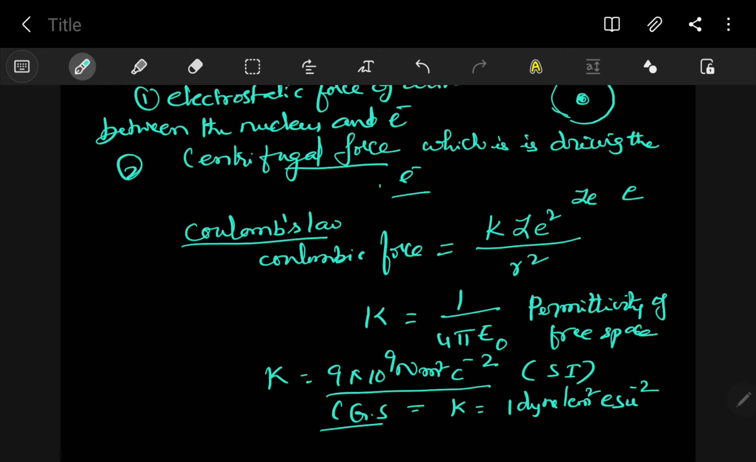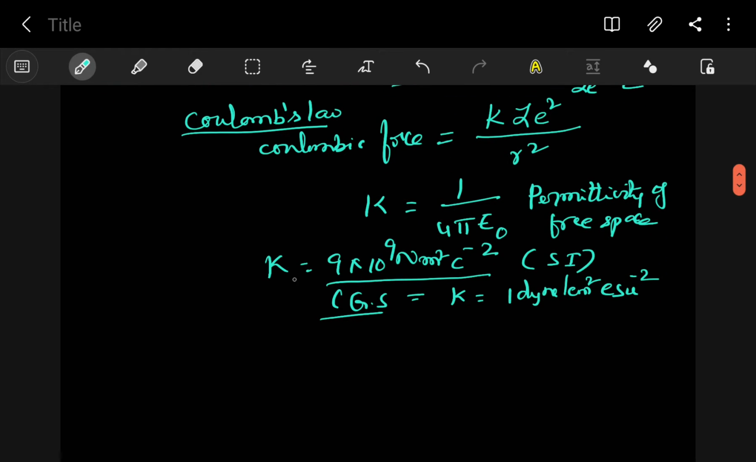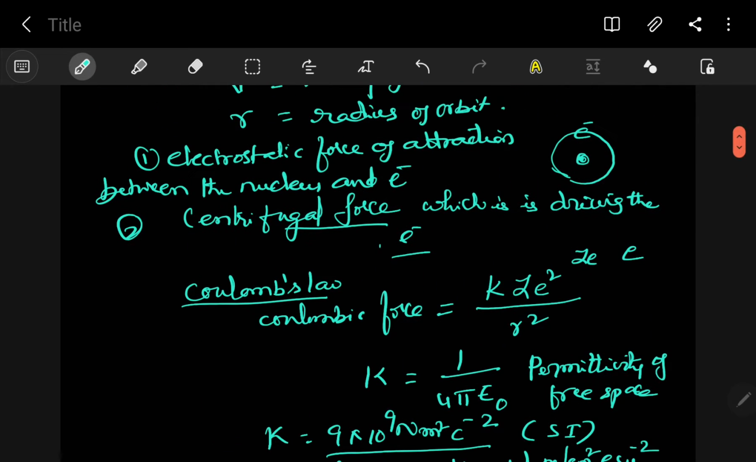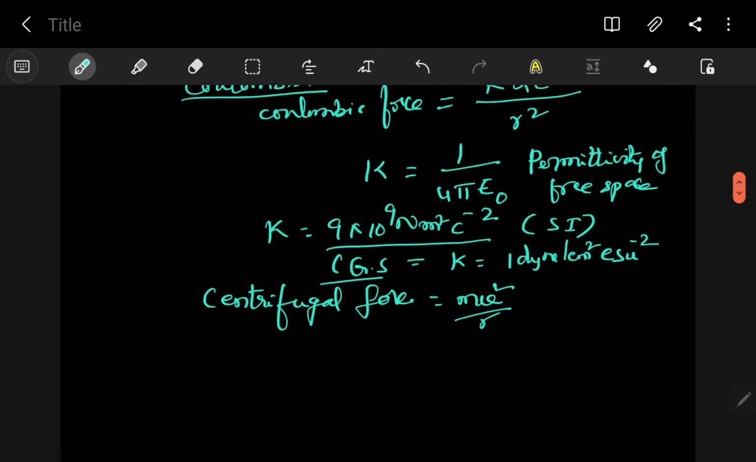Next, the centrifugal force acting on the moving electron. The formula for the centrifugal force is mv square by r. Since the electrostatic force of attraction is equal to the centrifugal force, one is pulling the electron inside, that is the attraction force, and one is dragging the electron outside. These two are equal. That's why the electron is moving around the nucleus without falling into the nucleus or dragging out of the nucleus.